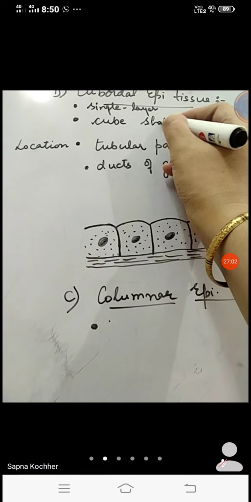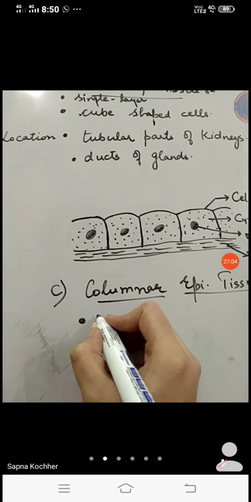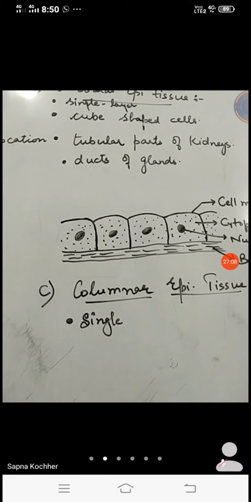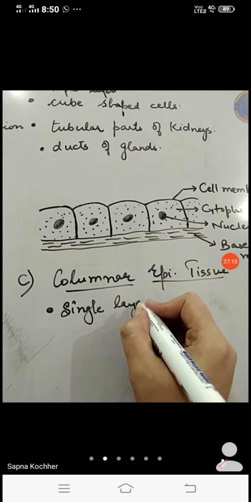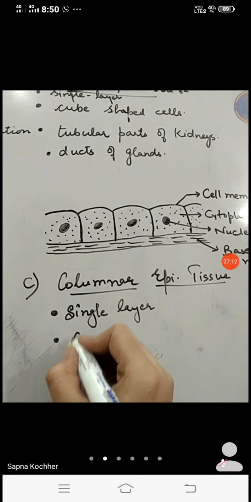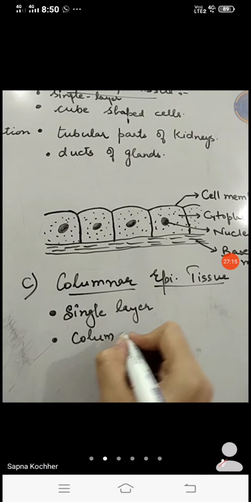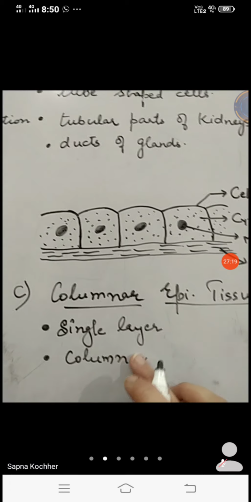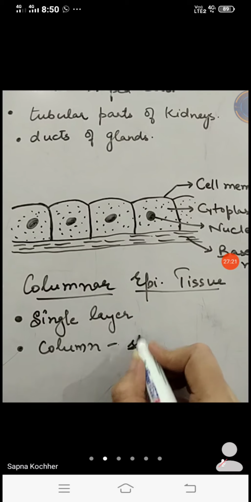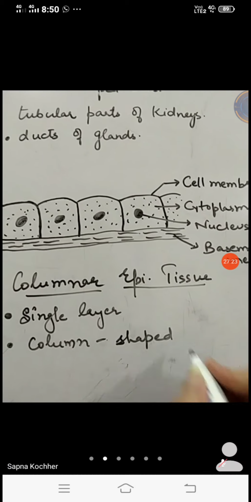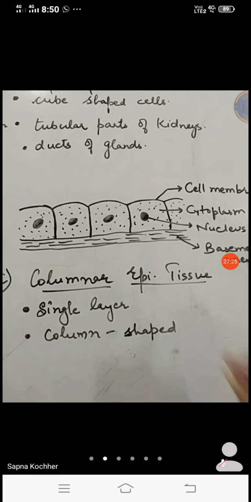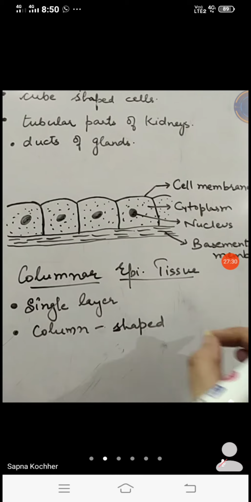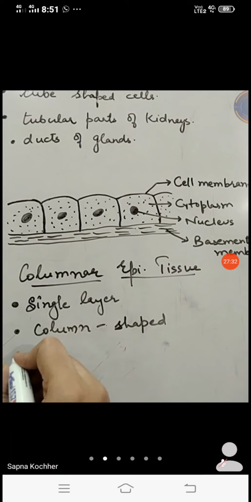Sorry, I missed it. Columnar epithelium is also single layer because it is a kind of simple epithelium. So it is arranged in a single layer. But the cells here, what is the shape of these? Column shapes. Okay, so columnar cells are column shaped. What do you understand by the column shape? Column means it is more long than wide. Having more length than its width, that we call a column shape.